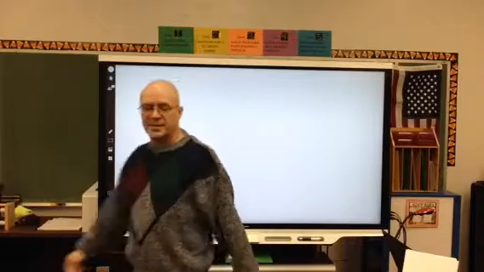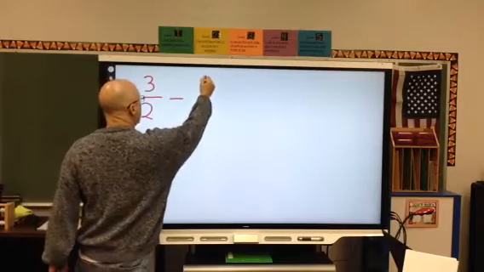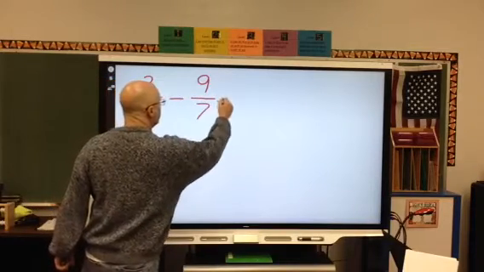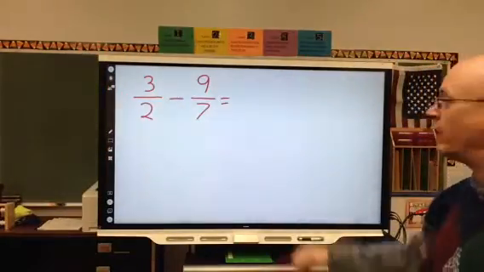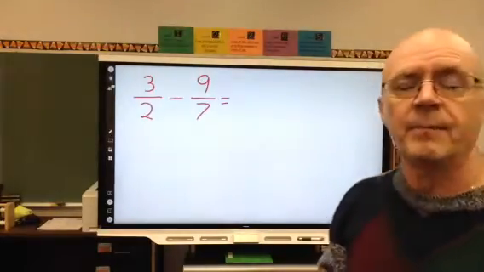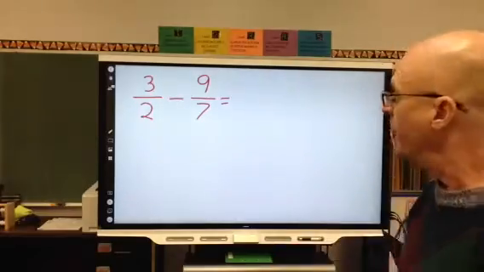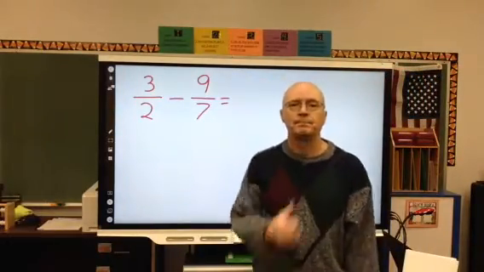All right, let's take a look at the second one on your page. 3/2 minus 9/7. So we've got 3 over 2 minus 9 over 7. All right? They're improper fractions. They're larger than 1. We know that because the numerator, the top number, is larger than the denominator, the bottom number. But what we have to do is get these denominators to be the same.